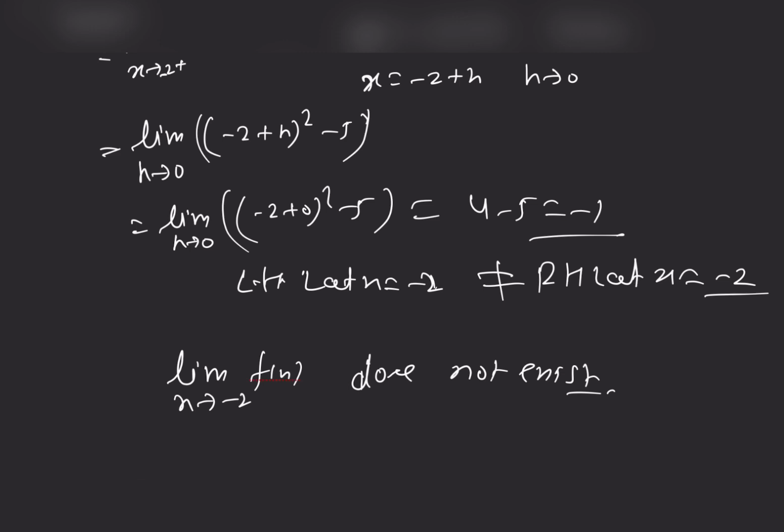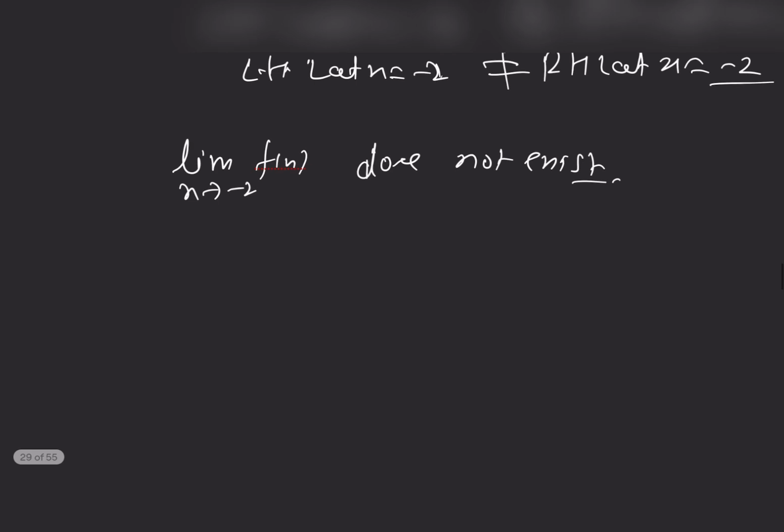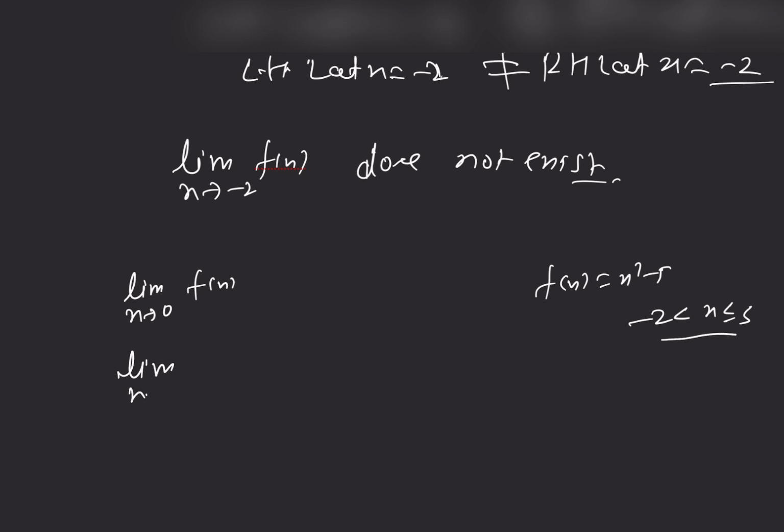Now, we have to find out the limit as x goes to 0 of f of x. In this case also, we have to consider the function f of x equal to x square minus 5, since it lies in the interval minus 2 less than x less than or equal to 3. 0 is in this interval. That's why we have to consider this function. So the limit as x goes to 0 of f of x is x square minus 5, and we know that it is a polynomial, so directly we can put the value and we'll get minus 5.